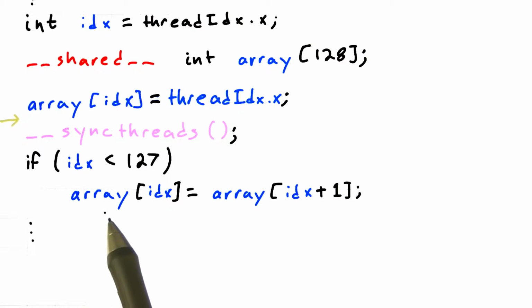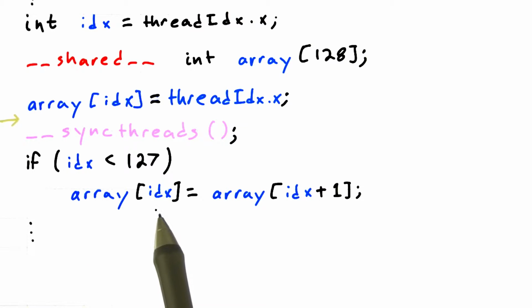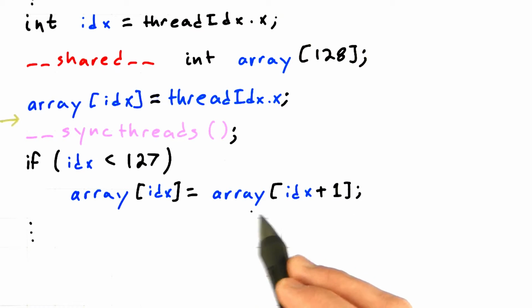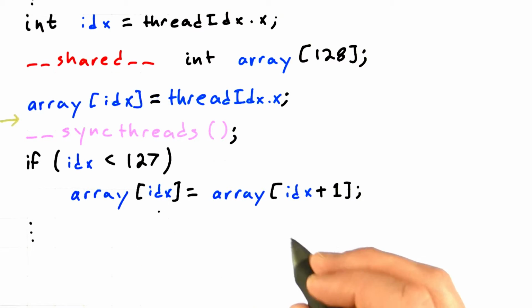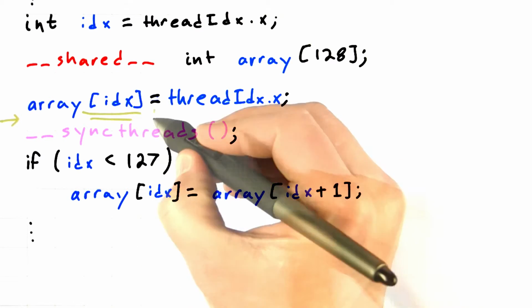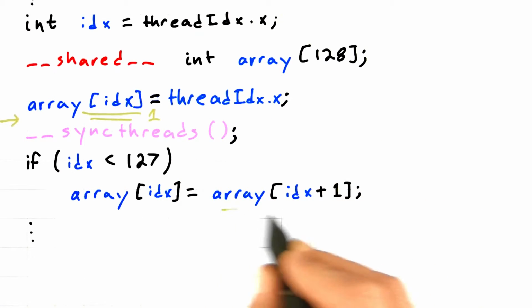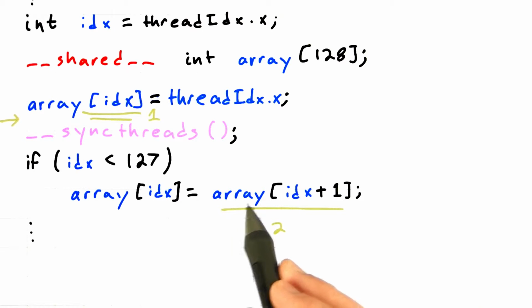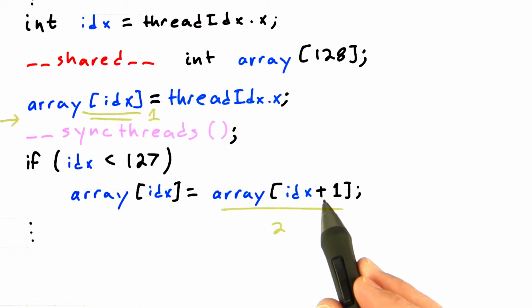And now, all of the threads that pass this if statement are going to do this shift operation, right? They're going to set the array element at their index equal to the array element at their index plus 1. But if you think about it, this is really a read and a write operation. Here was our first write operation. That was number 1. And now we're doing a read operation. That's number 2. Okay, we're going to read from the array at index plus 1.